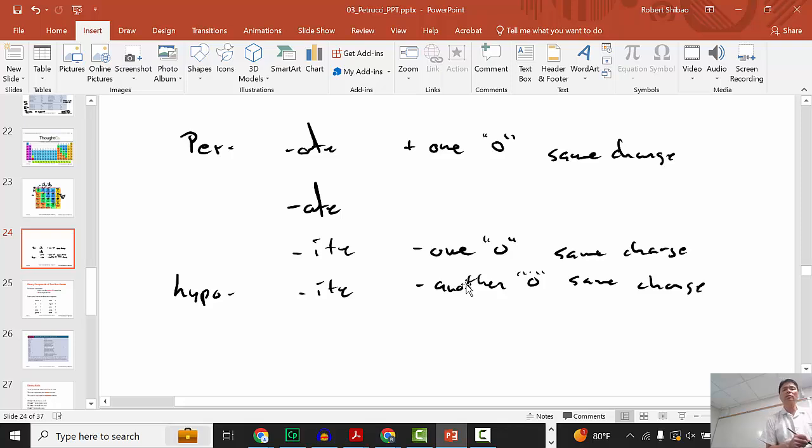Not everything will show the full spectrum. Chlorate does. Perchlorate is ClO4 minus, chlorate is ClO3 minus, chlorite is ClO2 minus, and hypochlorite is ClO minus. This shows the full spectrum. But a lot of them won't have a per, some of them won't have a hypo, and some of them won't even have an -ite. But the -ates are there.